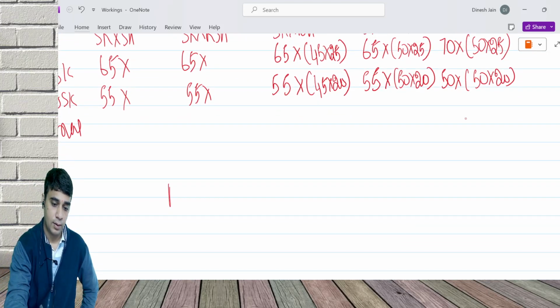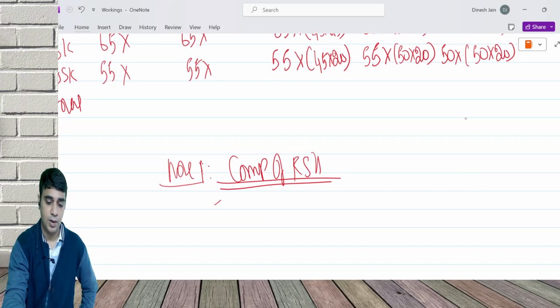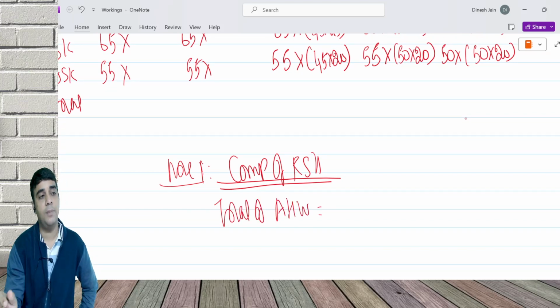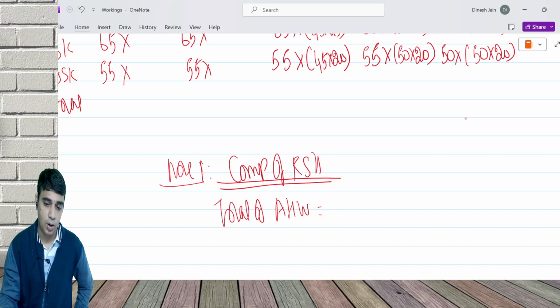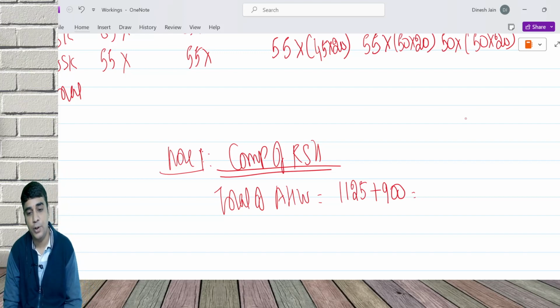Note 1, computation of RSH. RSH and SH, most of the questions will need a working note. Computation of RSH. Total of HW equal to 1125 plus 900.